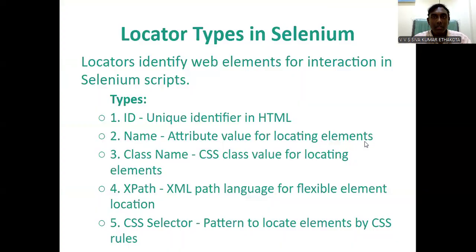So, before diving into the concept of dropdown and selections in Selenium, you have to know about the different locator types which are available in Selenium: ID, name, class name, XPath, and CSS selector, which help us to identify the web elements for interacting with the Selenium script.